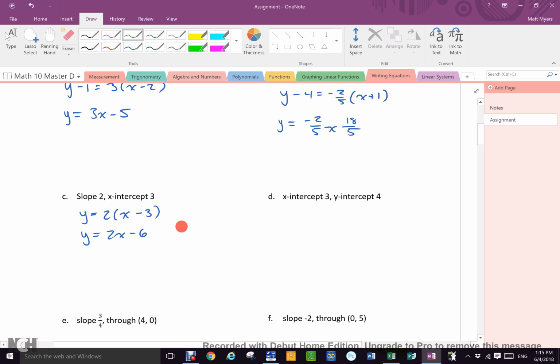All of these are worth 2 marks, by the way. Oh, all of them? Yes. Why though? Why are there two people in one step? Well, because for some people, if they're doing slope-intercept form, they have to do more.